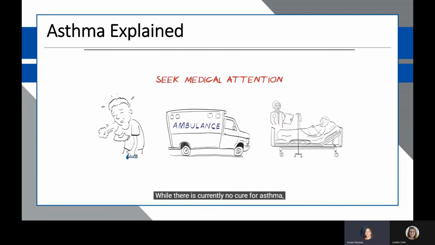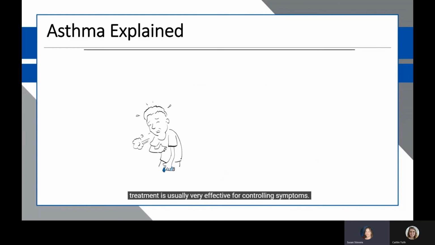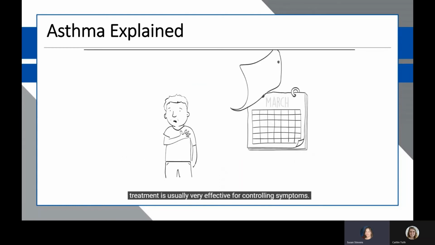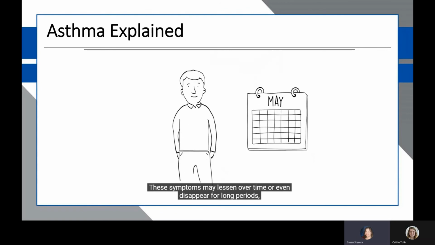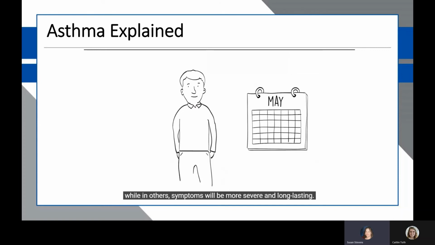While there is no cure for asthma, treatment is usually very effective for controlling symptoms. These symptoms may lessen over time or even disappear for long periods, particularly in people with mild asthma, while in others, symptoms will be more severe and long-lasting.